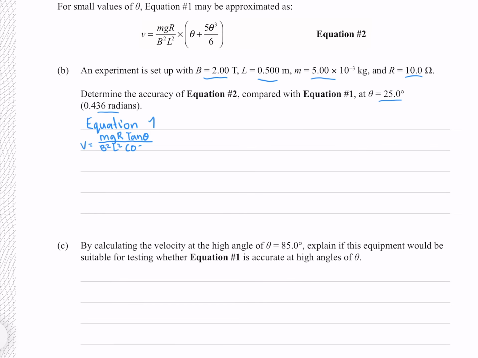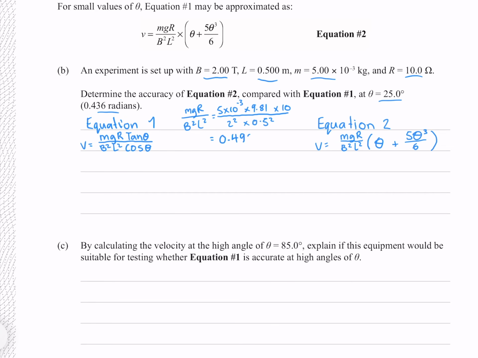Recalling our equation 1 and putting in our equation 2, I recognize that both equations have mgr divided by b squared l squared, so I'm going to save myself a little bit of time and calculate that thing separately. Putting in those numbers gives me 0.4905 to 4 significant figures.